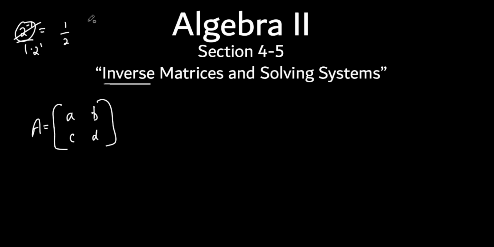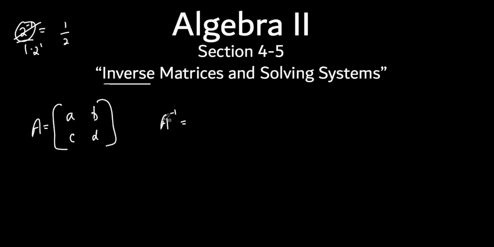Everybody with me on that? So if I take something to the negative first power, that means I'm taking the inverse of that thing. All right? So watch this. If this is matrix A, what's the notation for the inverse of matrix A? A to the negative first. That's right. What does that mean right there? That means inverse. Anything to the negative first means it's an inverse.